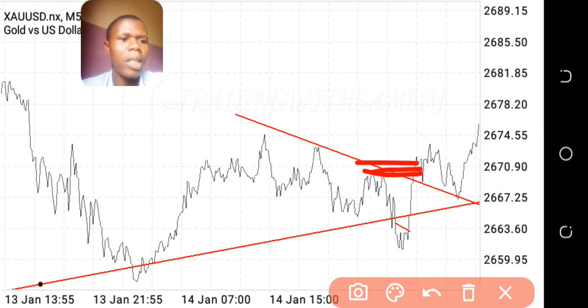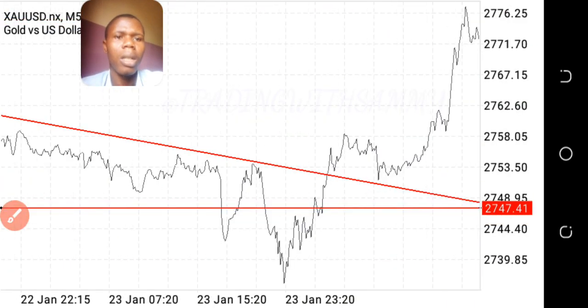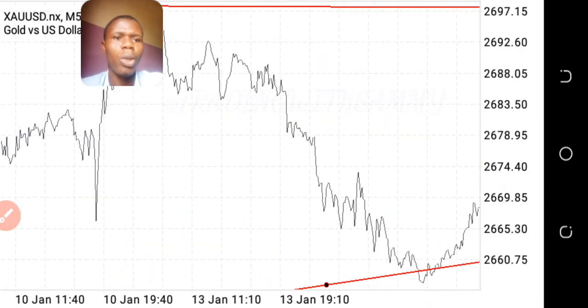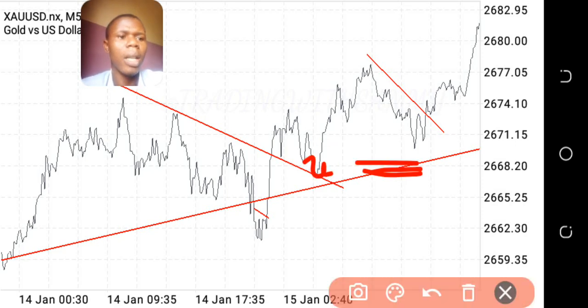Now what did they do? Unlike the other ones that did not respect us, I think this is a pullout. They actually respected us all in this place. They came back here to this trend line. They came to this trend line.